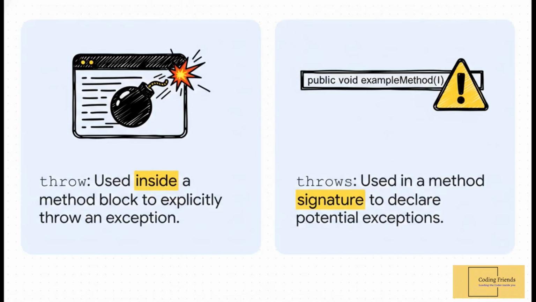Here's the clearest way to put it. Throw is an action. You use it inside a method to actually create and throw a new exception. You are actively throwing the error. In contrast, throws is a declaration, a warning sign. You put it in the method's signature to tell other programmers, hey, just so you know, this method might throw this type of exception, so you better be ready to handle it. One is an action, the other is a warning.